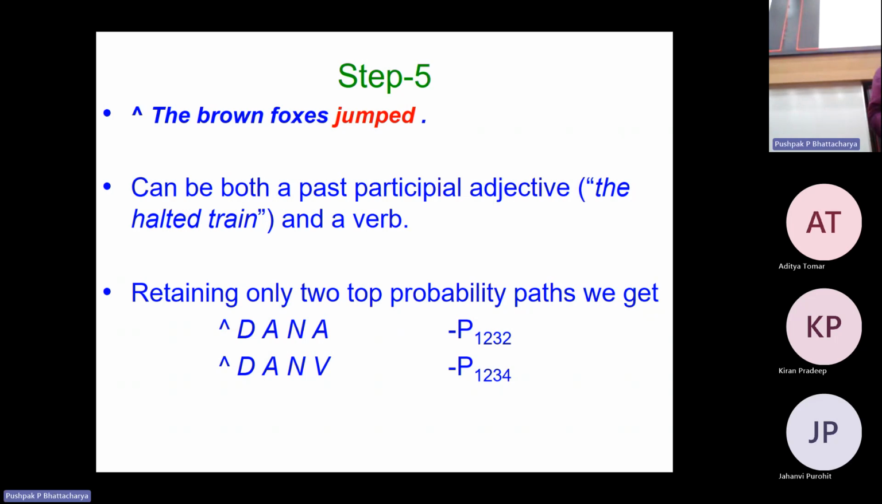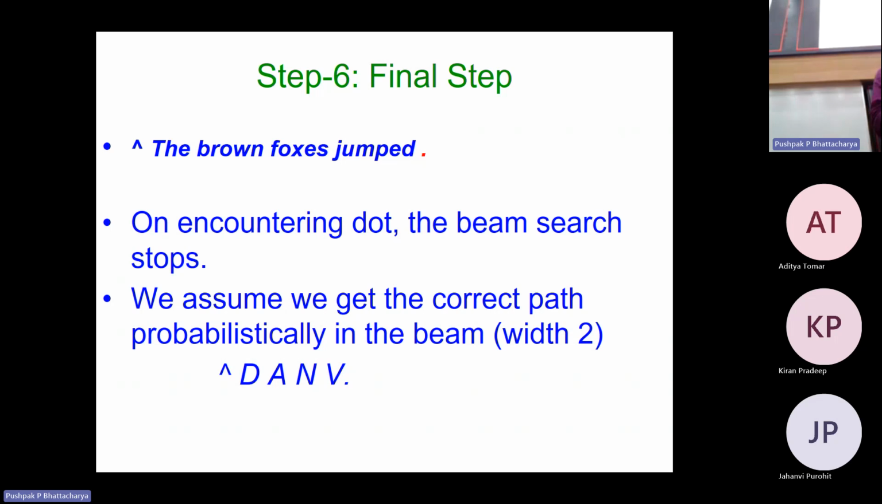And then step 5, step 6 is the final step. On encountering dot, the beam search stops. We assume we get the correct path probabilistically in the beam. The beam width is 2.